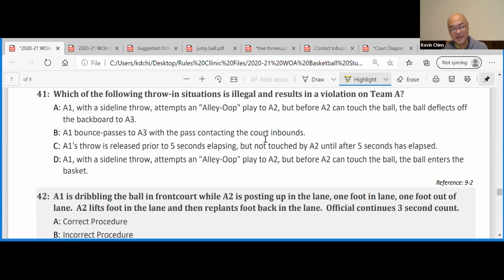Yep. D, you cannot score on a sideline throw-in with nobody touching the ball. If you throw it into the basket, it's not legal. I've seen this happen too, but go ahead. We'll move on. Yep. Carl.